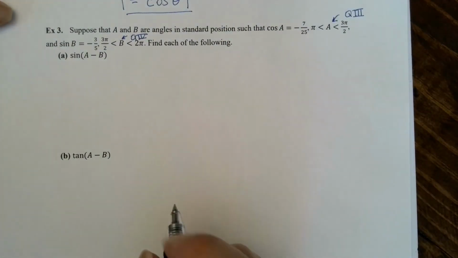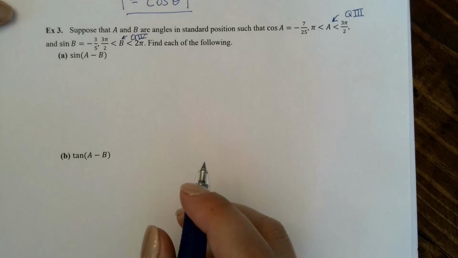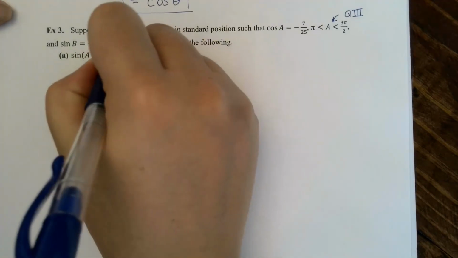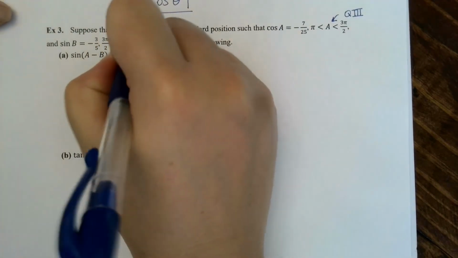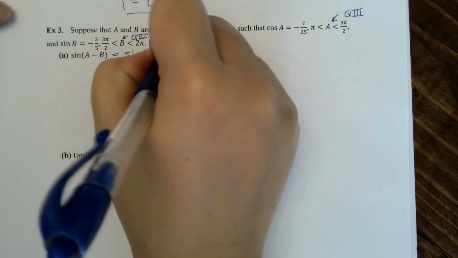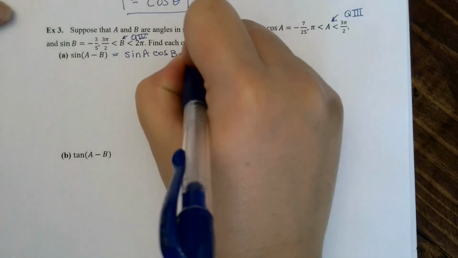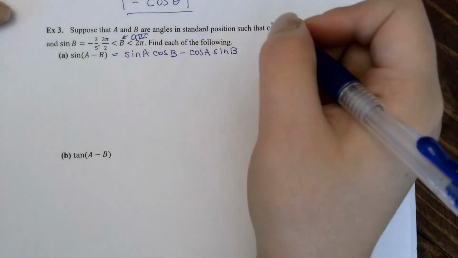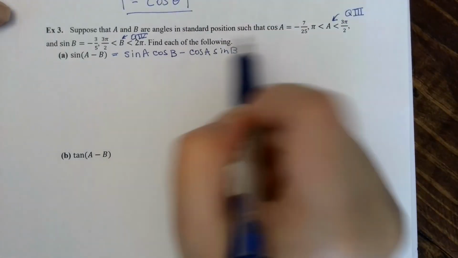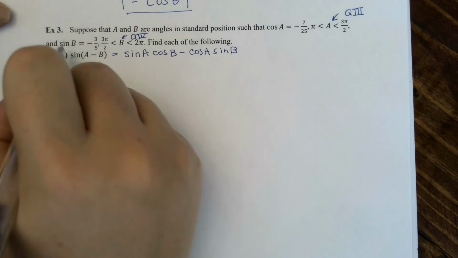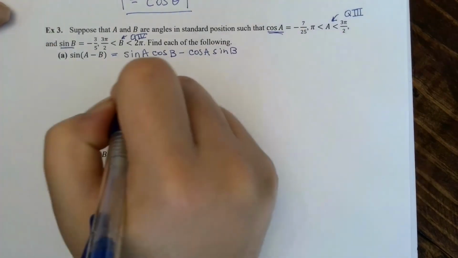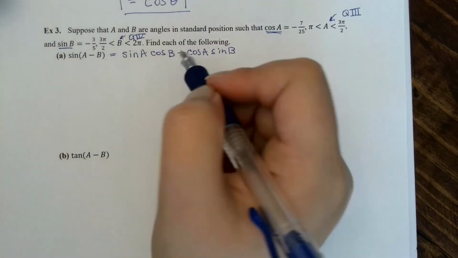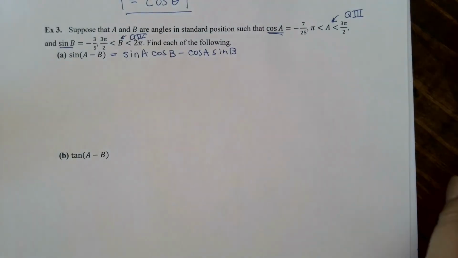Find each of the following. Okay, so first we want to find sine of A minus B. From the difference identity, this is sine A cosine B minus cosine A sine B. We know cosine A and we know sine B, but we don't know sine A and cosine B. So first we need to solve for those.